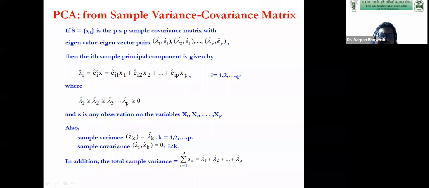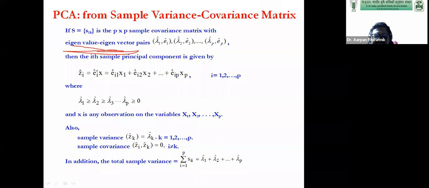Now if S is the sample variance covariance matrix, because the population variance covariance is unknown, and P variables are there, you will get a P by P dimension matrix. And as I told, like us having a name and surname, matrices also have eigenvalues and eigenvectors. These things characterize any matrix. Even in principal component analysis, you will get the results in terms of eigenvalues and eigenvectors. Just remember, any symmetric matrix will have eigenvalues and eigenvectors.